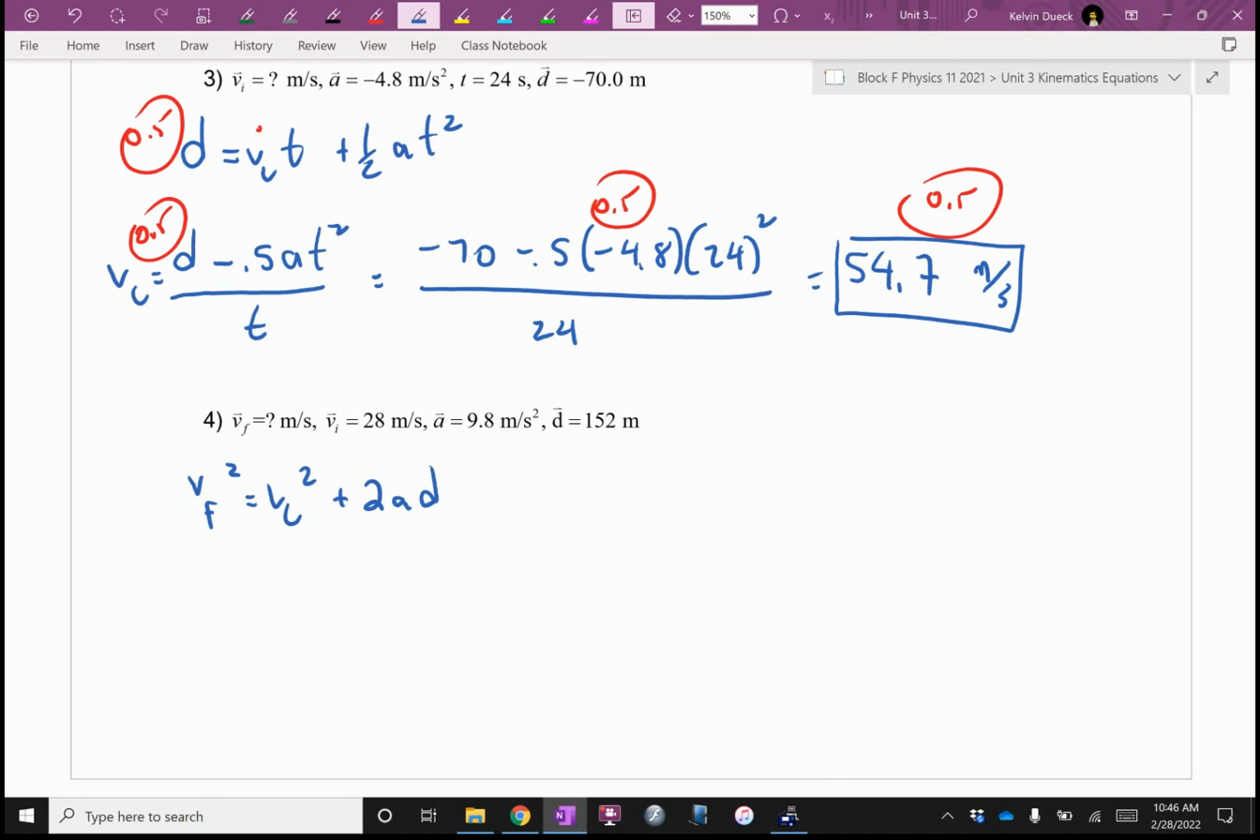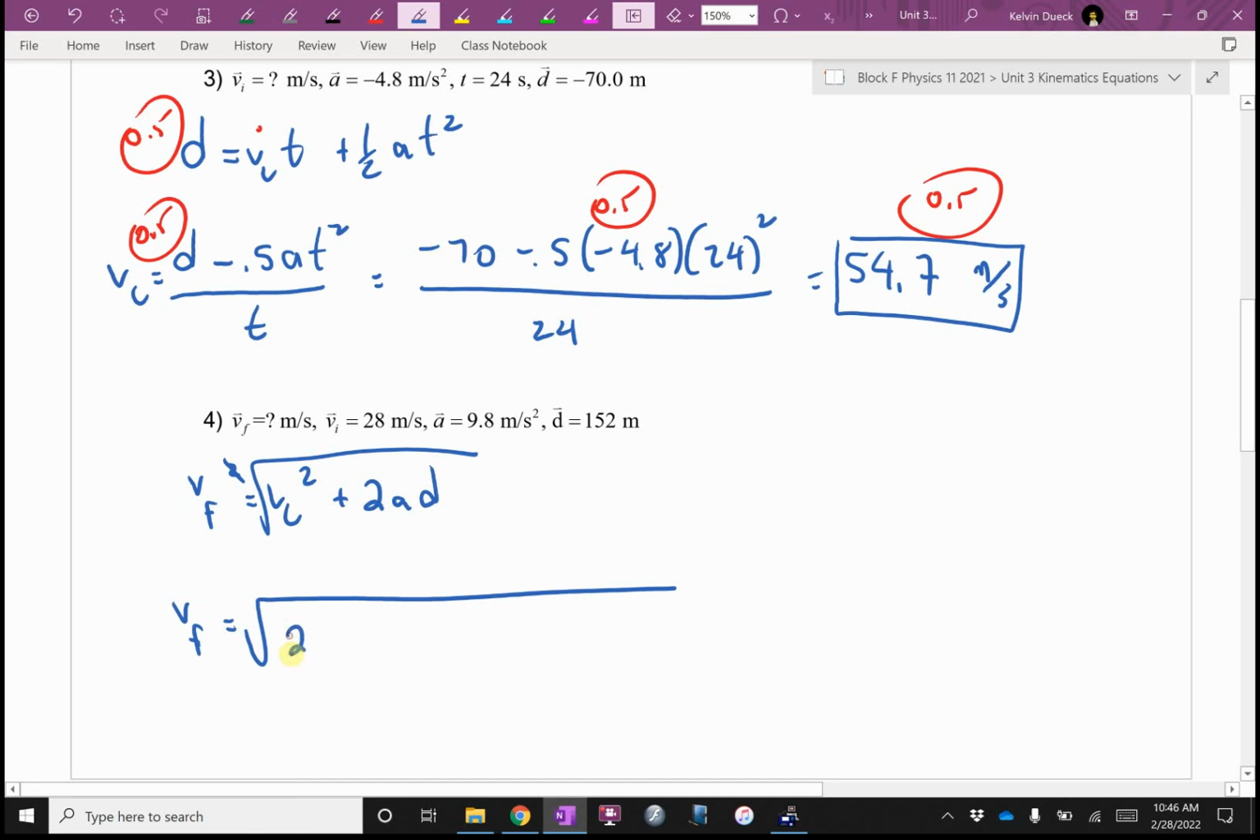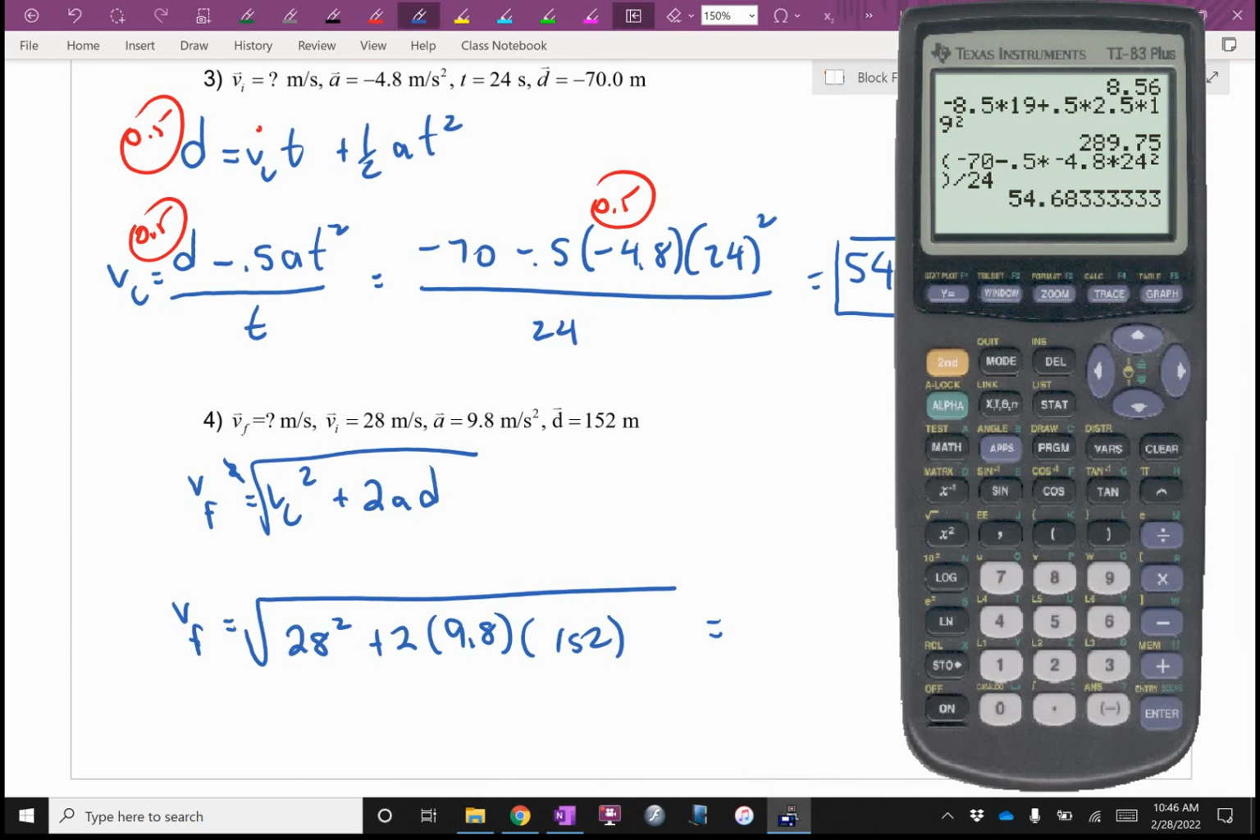Ooh, Zaina, how to get rid of a squared? Yes, sorry, I thought you were zoning out for a second. You're back? I'm awake now, Mr. Dick. Thank you. Square root of 28 squared plus 2 times 9.8 times 152. You can do this in one step.